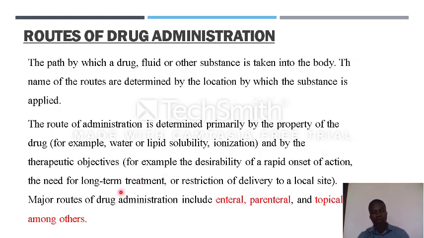The major routes of drug administration include: one, enteral; two, parenteral; and three, topical, among others. Now, let me take time to explain what we mean by enteral and parenteral. When we say enteral, we are talking about administering a drug through the gastrointestinal tract.